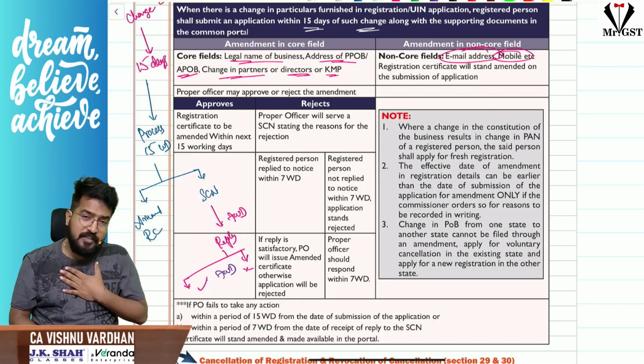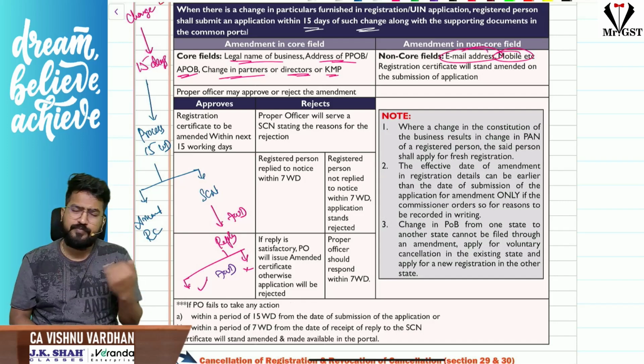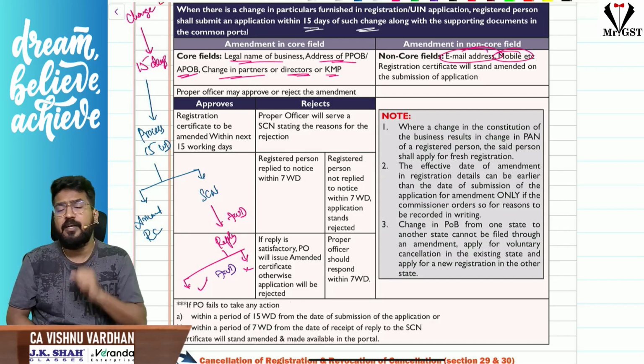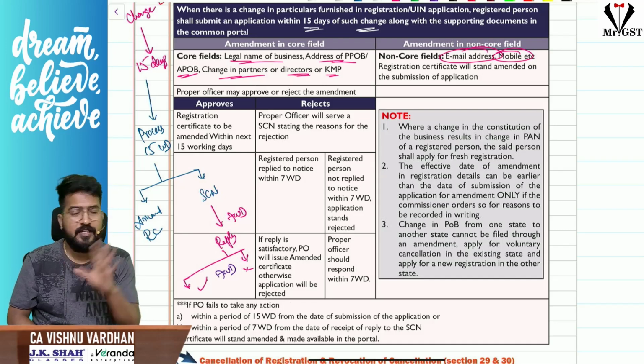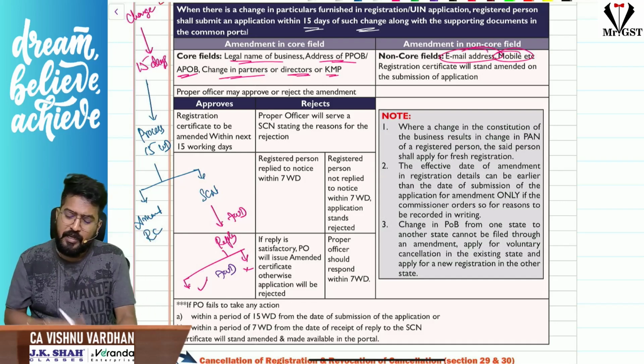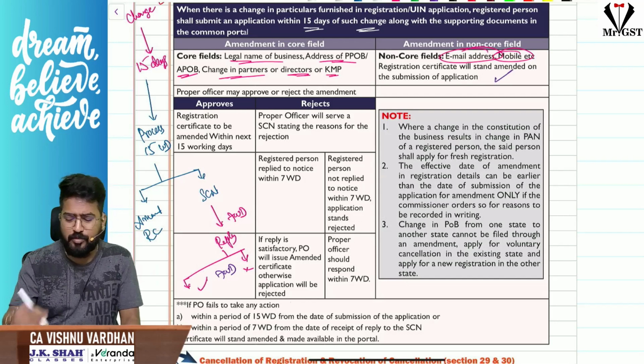If there is any mistake from the applicant, or from our end we are not doing things within the time limit, then it is deemed to be rejected. Okay, that is the point. And for non-core fields, any amendments stand automatically updated.